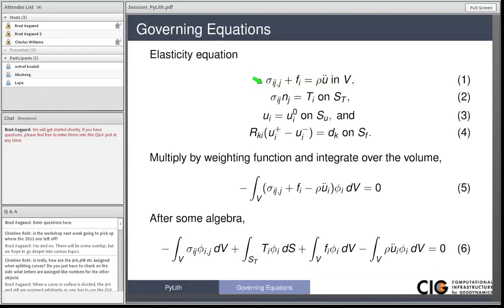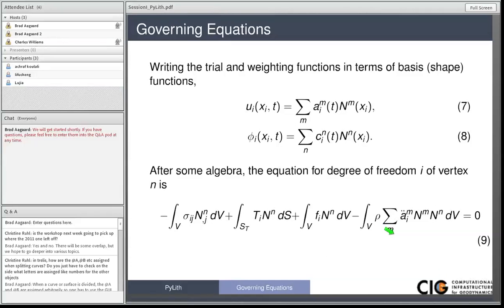We solve this elasticity equation by using finite elements. So we first form the weak form of the equation by multiplying by a weighting function, phi here, and integrating over the volume. After some algebra separating the terms using the divergence theorem, some integration by parts, we have this integral over the volume of the stresses by the derivative of our weighting function. We have our traction boundary conditions, body forces, F sub i, as well as an acceleration term here integrated over the volume.